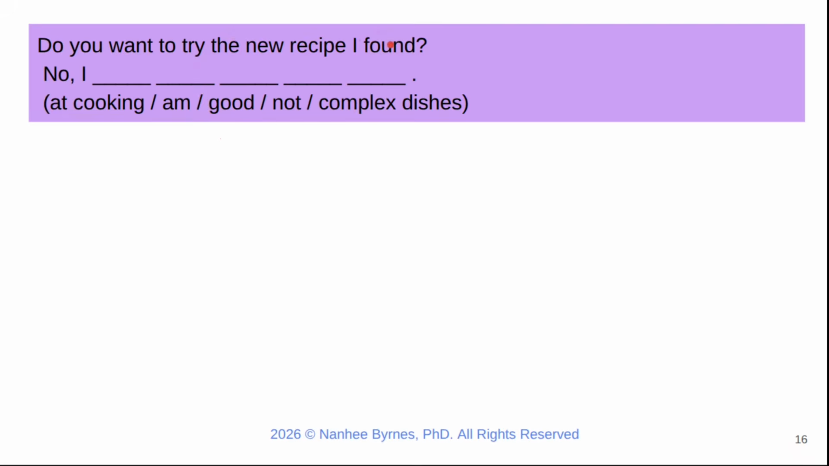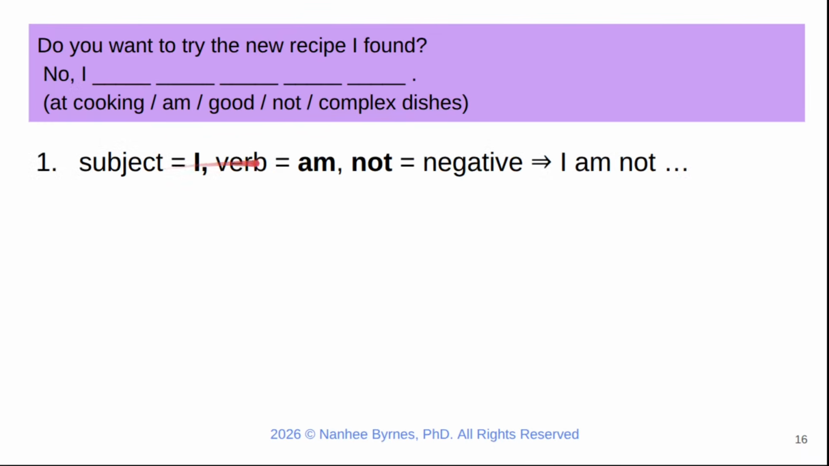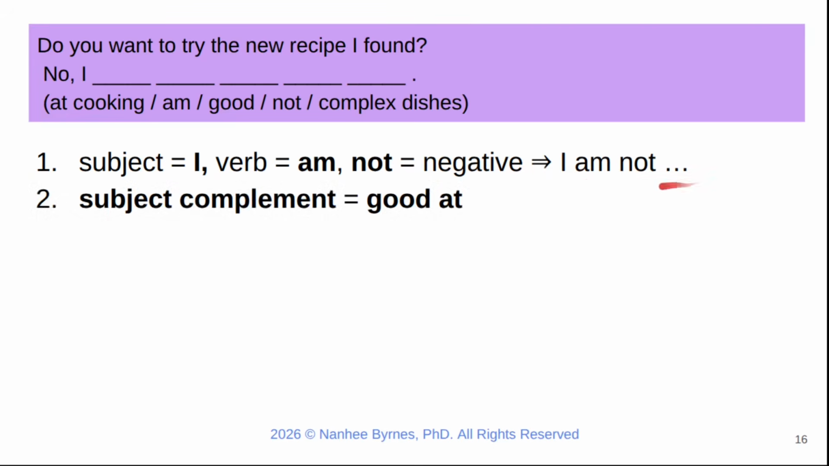Question 7. Do you want to try the new recipe I found? At cooking, am, good, not, complex dishes. First, we look for the verb we need with the subject I. The correct verb here is am, because this is a sentence with the verb be. To make it negative, not comes after the be verb, so we get I am not. Next, we need a subject complement to describe ability or skill.